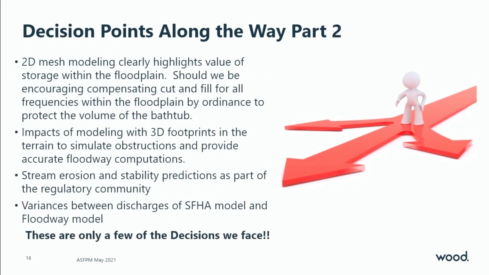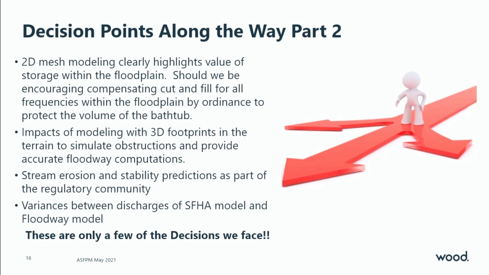One thing for sure you can say about 2D mesh modeling, it does clearly highlight the value of storage within the floodplain. All of our stream gauge analysis takes into account the storage of the floodplain, but most of our 1D modeling in the past may or may not have simulated some of the storage, but in no way did it use the storage like our mesh cells do. Maybe we should be encouraging compensating cut and fill for all frequencies within the floodplain. It is important, the volume of the bathtub.